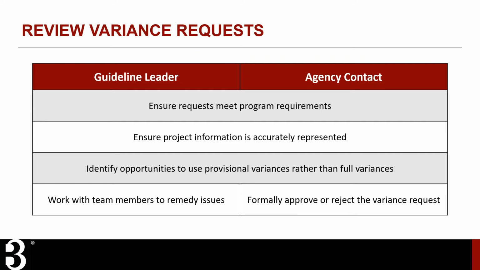The phase review process also includes making a determination on any pending variance requests. Guideline leaders and agency contacts should review all variance requests to ensure they meet program requirements and accurately represent project information. They should also identify opportunities to switch from full variances to provisional, a temporary measure that enables the project team to keep working toward meeting the guideline during later phases. If adjustments are needed, the guideline leader should work through them with the relevant team members. However, the guideline leader is not responsible for formally approving or rejecting variance requests. This falls to the agency contact.